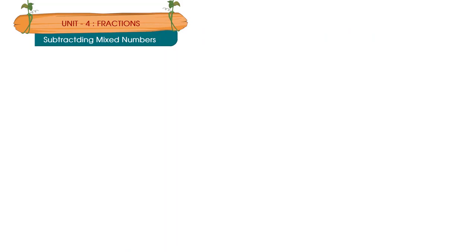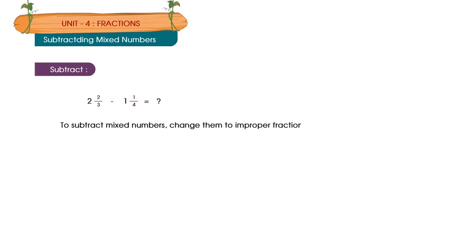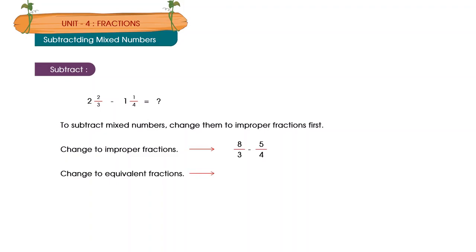Subtracting mixed numbers. Subtract 2 2/3 minus 1 1/4. How much is it? To subtract mixed numbers, change them to improper fractions first. Change to improper fractions: 8/3 minus 5/4. Change to equivalent fractions: 32/12 minus 15/12 is equal to 17/12.